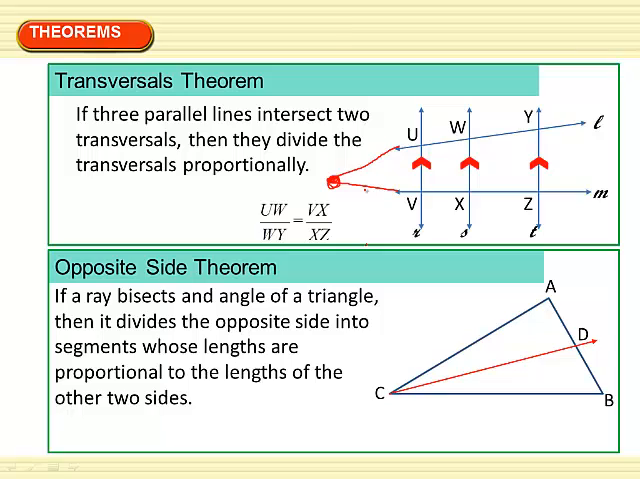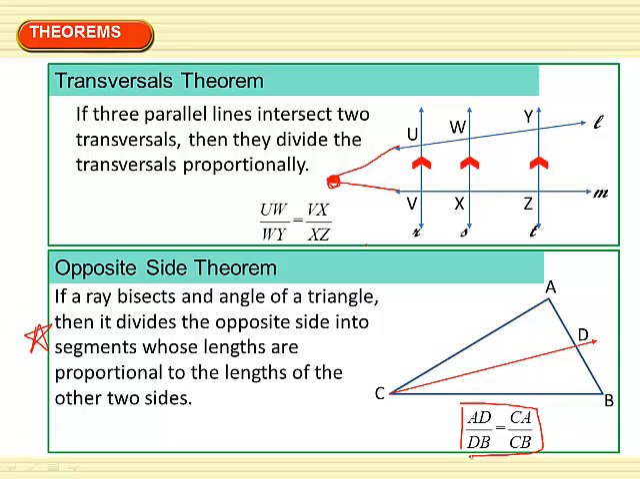This is one of my favorite theorems, the opposite side theorem. The reason is because I think it's really easy to do, and there's a real cool mnemonic device to learn how to do it. It says, if a ray bisects an angle of a triangle, then it divides the opposite side into segments whose lengths are proportional to the lengths of the other two sides. So what does that mean? You can say that AD is to DB as CA is to CB. The cool thing, and the reason this is my favorite, is that this is one way of putting the proportion.